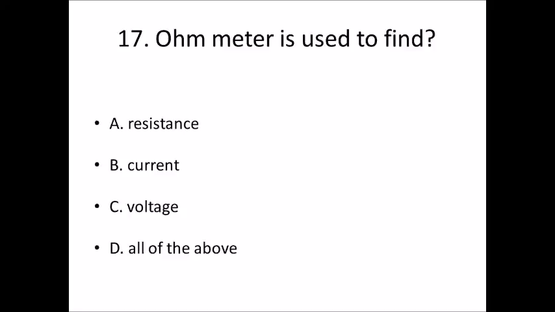17th bit. Ohm meter is used to find option A, resistance. Option B, current. Option C, voltage. Option D, all of the above. Answer guess cheyandi. Answer వచ్చేసి option D, all of the above.